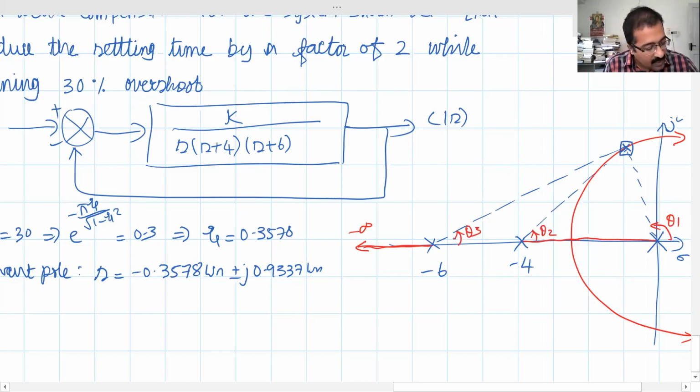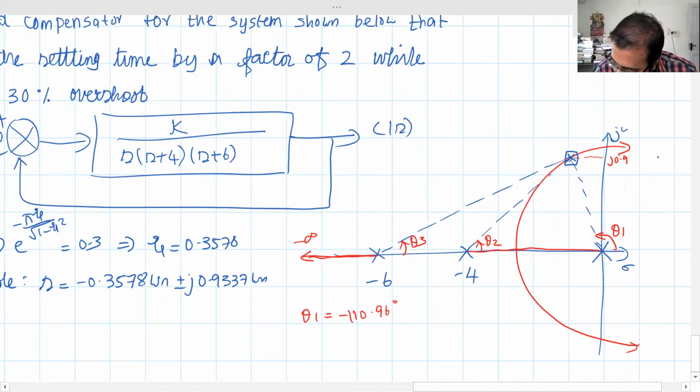Again as before, what will be theta 1? Theta 1 will be minus 110.96. You can calculate that: minus of 90 plus tan inverse of the imaginary part, which is j 0.9337 omega n. You can calculate how much it will be.